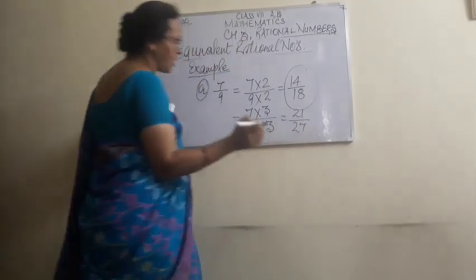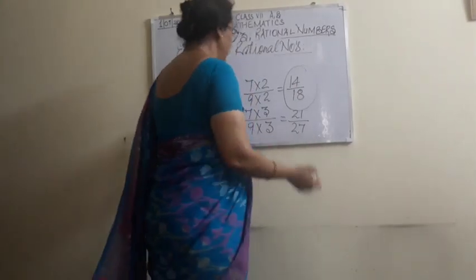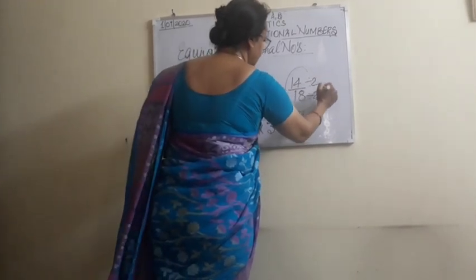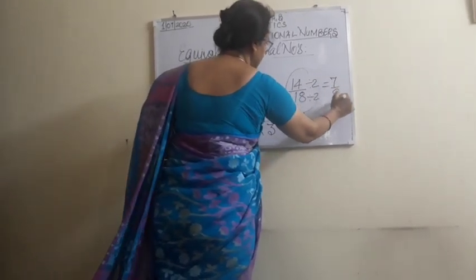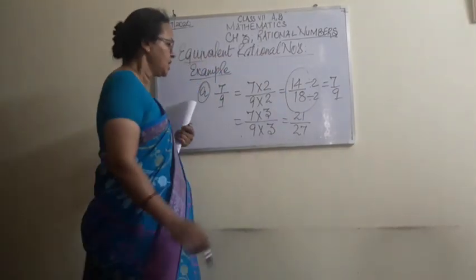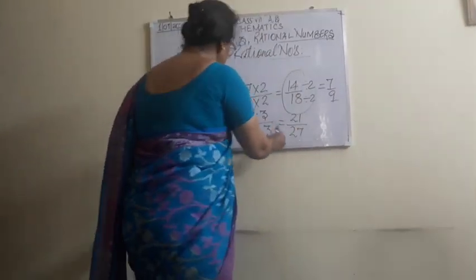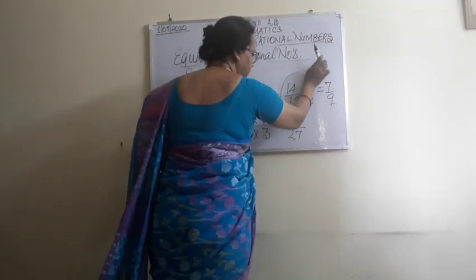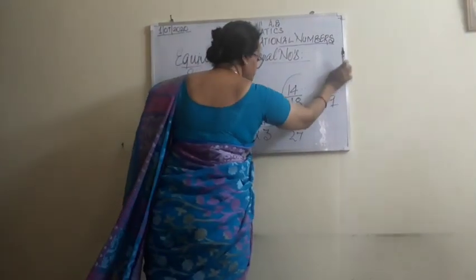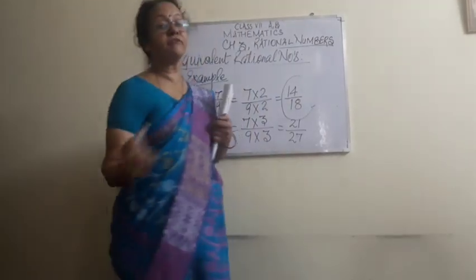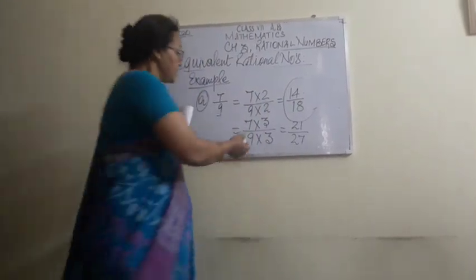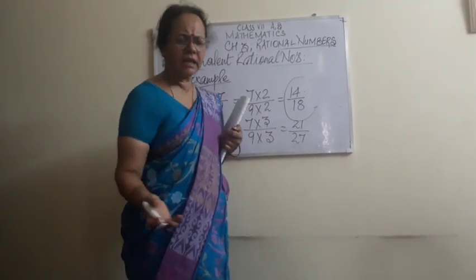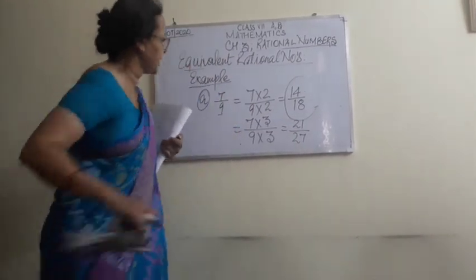If we solve this number, what will it give us? Divided by 2, divided by 2. This is 7 by 9, which is equivalent to this one. Okay, so we can say 14 by 18 is equivalent to 7 by 9. Here I have shown the verification. There is no need to do it, but I have verified. Okay. Next is 7 into 3 by 9 into 3. You can take any number other than these. You can write.